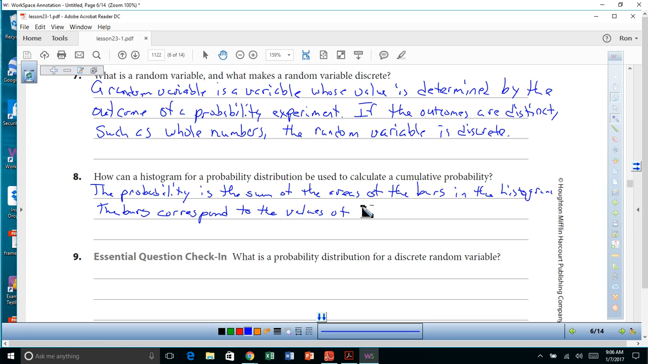of the random variable that are less than or equal to a given value.